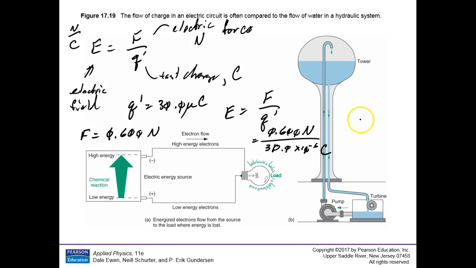This will be, I'm going to do some strange things here. I'm going to write this as 0.600 newtons divided by 0.1234300 coulombs. That's 3 times 10 to the -1, 2, 3, 4. Oops, I need one more. No, that was right. 5, 6.